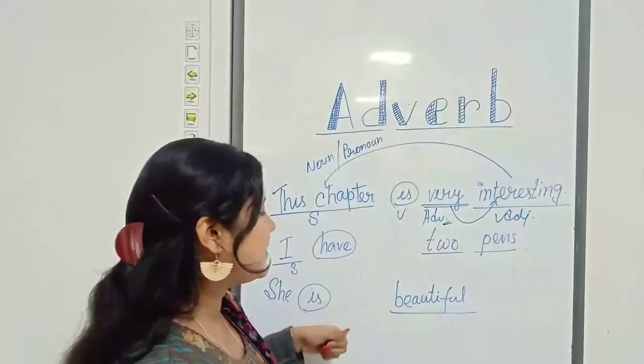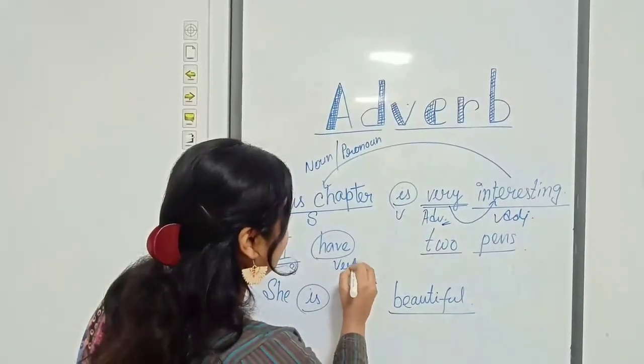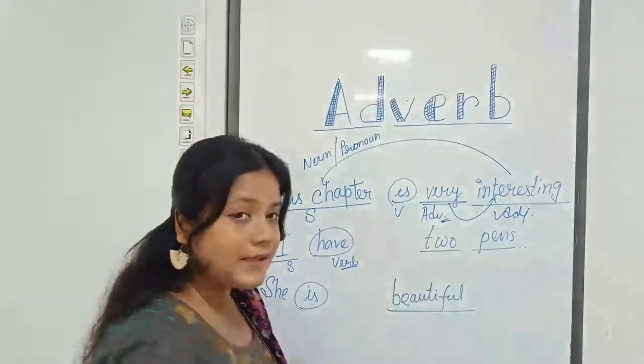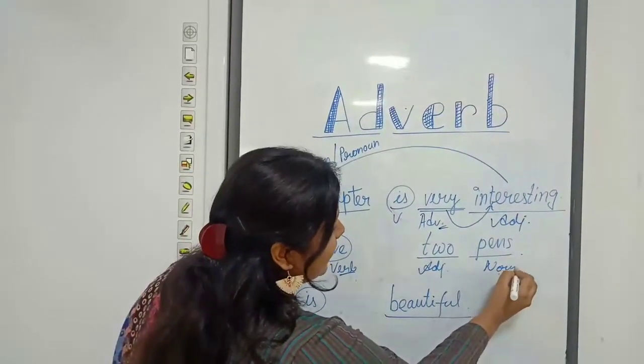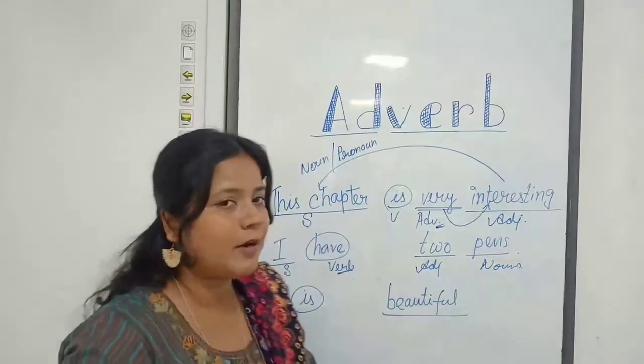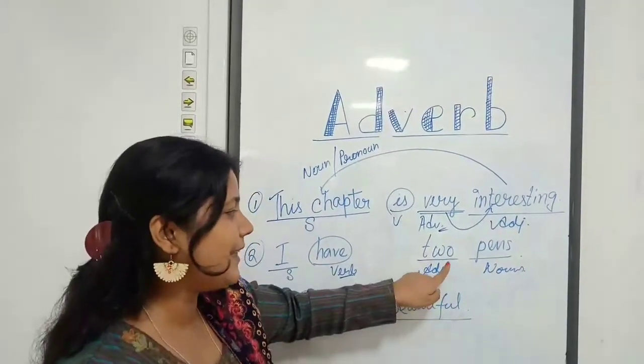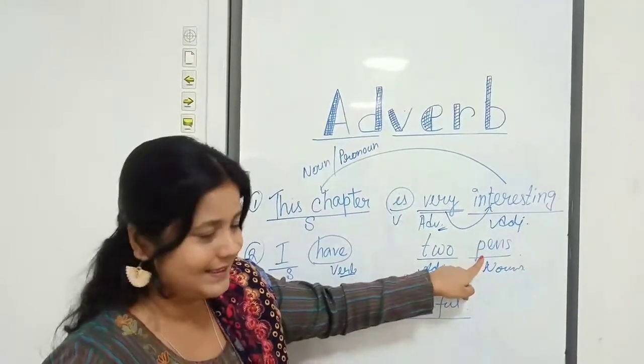Now I is the subject, have is our verb. 2 pens, how many pens? 2 pens. So 2 is our adjective and pens is the noun. So we are not talking about adjectives here, so I'm not going to show you that this 2 is pointing towards the noun, pens.